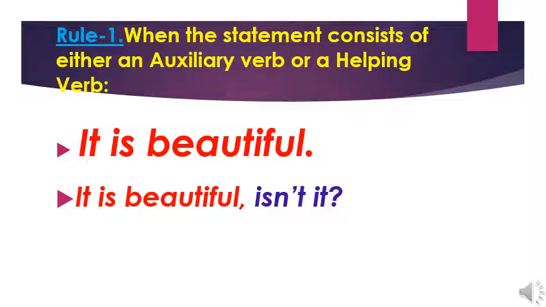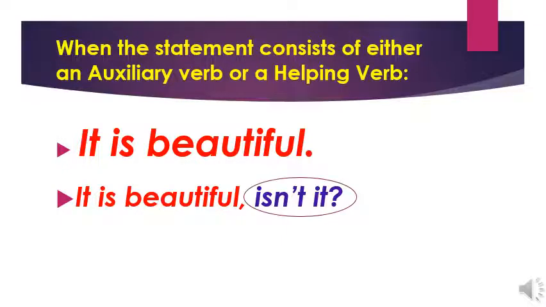Now, you are going to bring this helping verb "is" after the statement. And now, just see the statement. I told you already that for a positive statement a negative tag will be added, and for a negative statement a positive tag will be added. Now this is the positive statement. So for the positive statement we need to take the negative tag. For the negative tag I am going to add n apostrophe t.